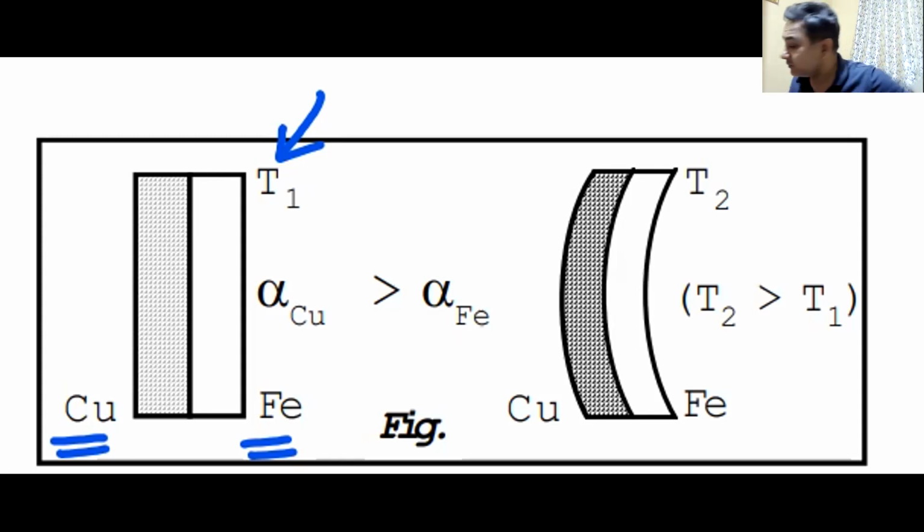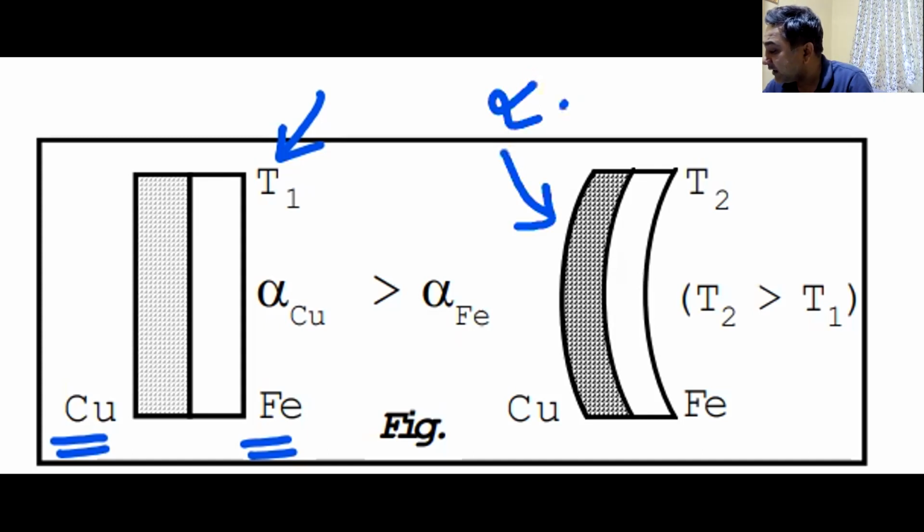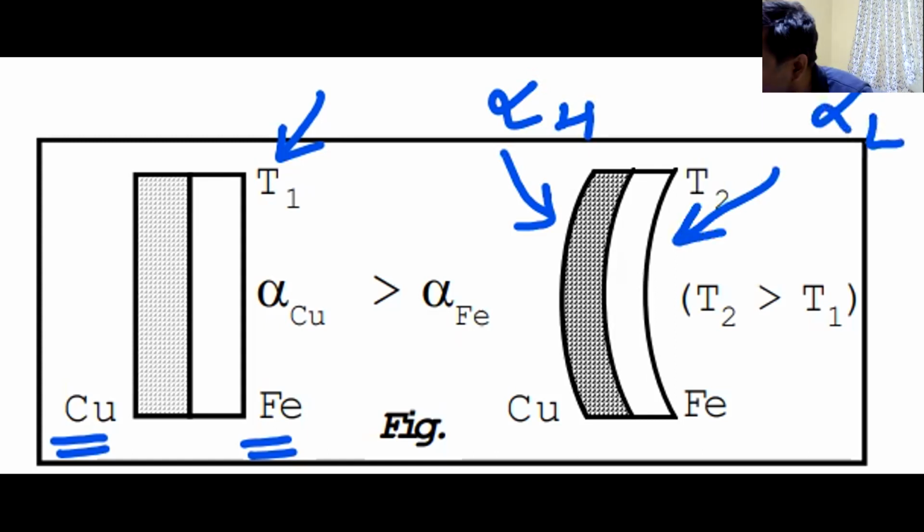Now, how will it bend? The metal which has higher alpha will be on the outer side, the convex side. Copper has a higher alpha. And the one which has a lower alpha will be on the concave side. Do we understand this? Higher alpha will be on the outer side or the convex side. It will expand more, its length is more. The metal which has less expansion will be on the concave side.